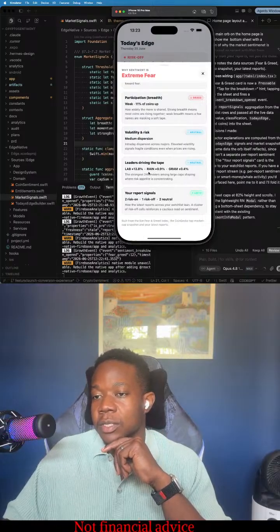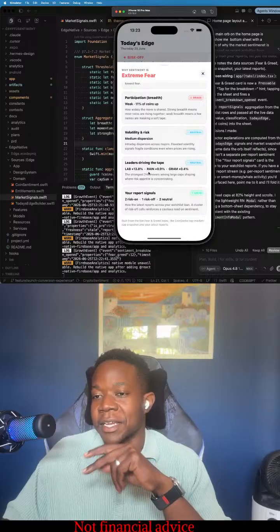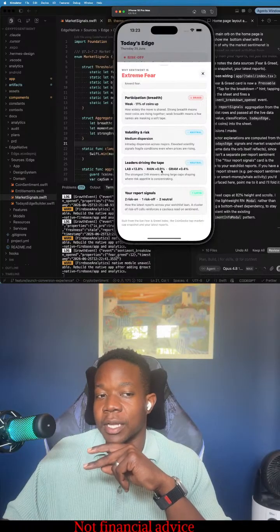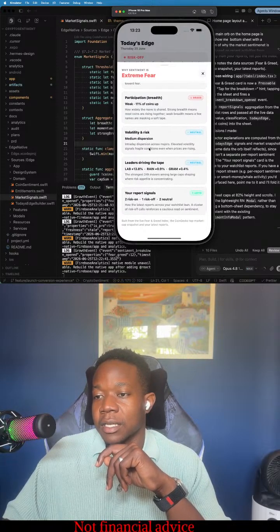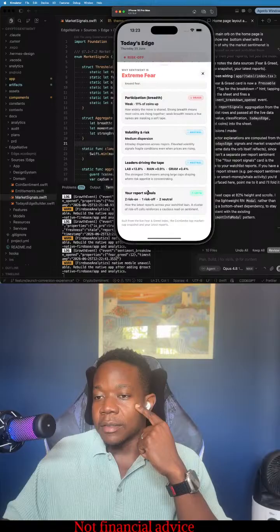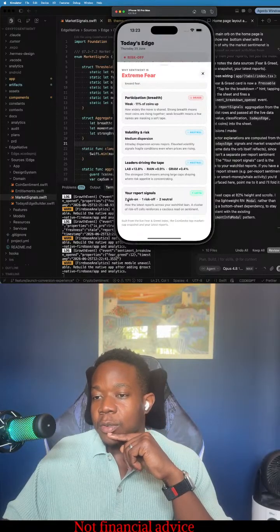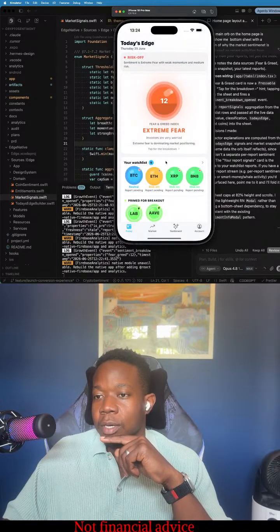You know the market's weak when the second biggest mover for the day is 0.9%, or even the biggest mover for the day is 13.8%. Yeah. And then my signals. So of the coins I have on my watch list, 2 of them are risk on, 1 is risk off, and 2 are neutral. What's on my watch list?